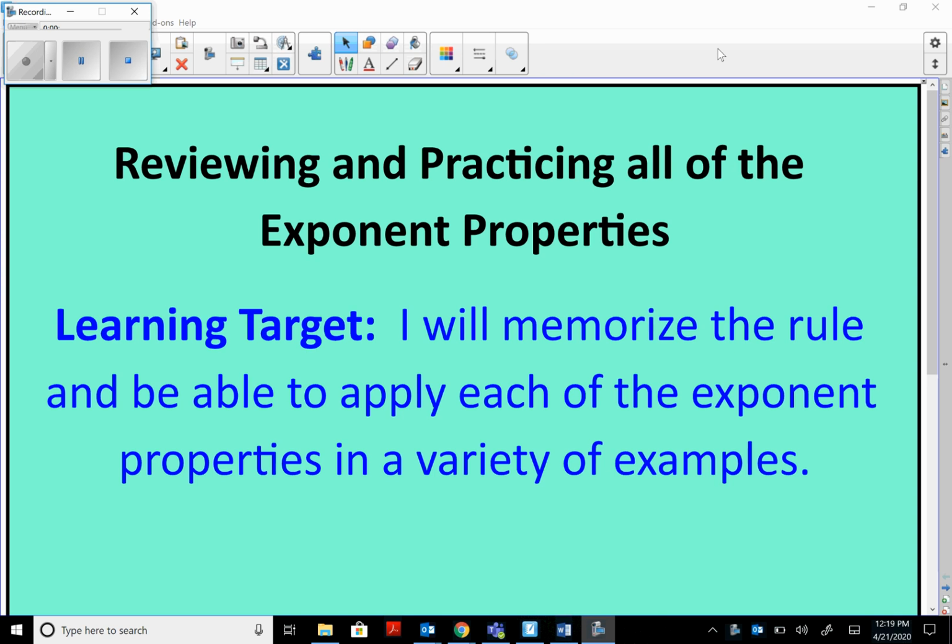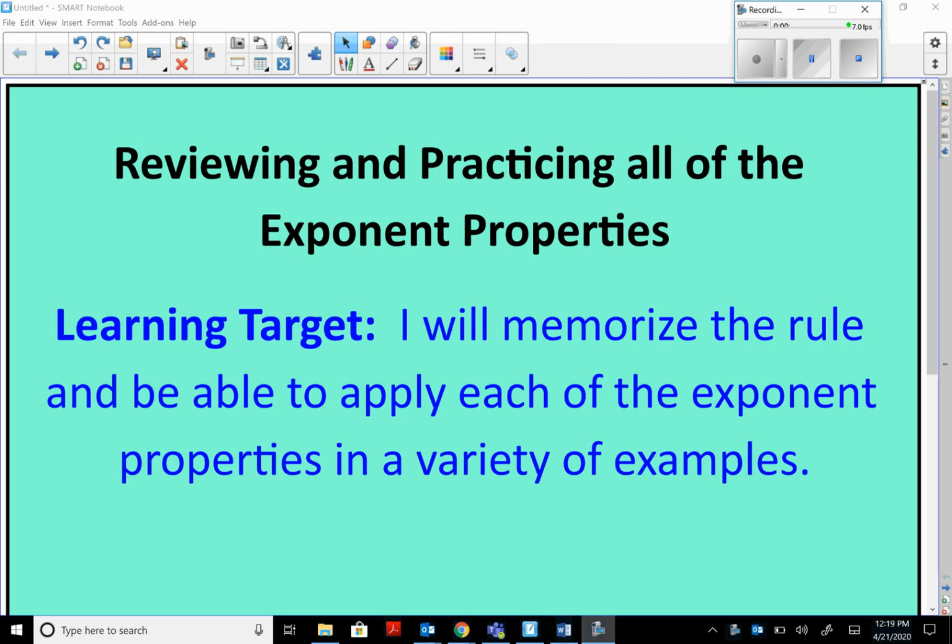Hello, wonderful students. We are going to review and practice all of the exponent properties that we have learned thus far. Our learning target is that we'll be able to memorize the rule and apply each of the exponent properties in a variety of examples. So hopefully you feel pretty good about all those that we've learned and that you've been taking notes. Our lesson for today is to summarize everything and to practice it and apply it. Okay.